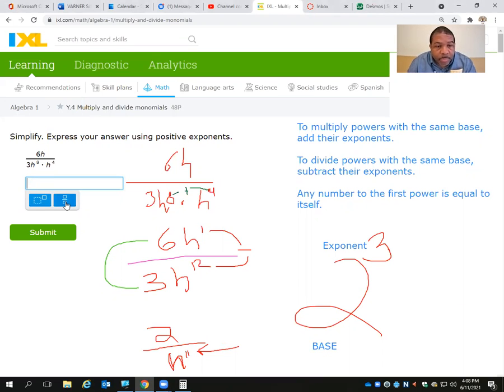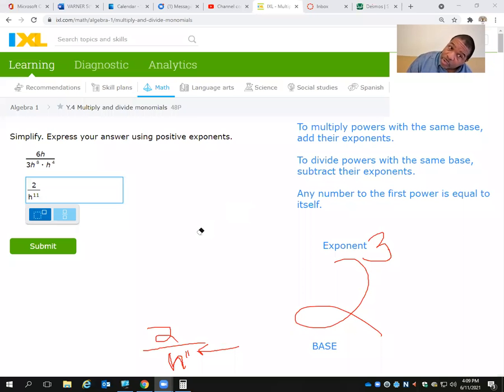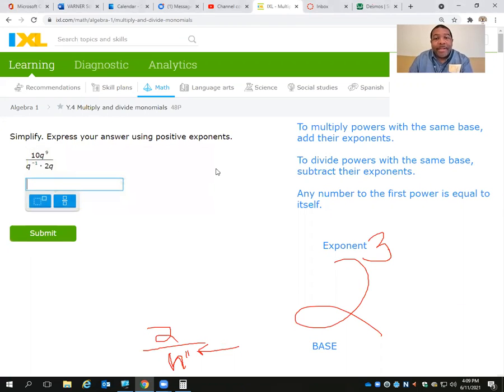Okay, so I'm going to put the fraction button first. I'm going to put a 2 on the top, and on the bottom, I'm going to do h to the 11th power. And let's see if I'm right, because whoo, tricky. So I might be wrong, and if I'm wrong, I'll explain why. Awesome. I did it. And so now that's how you handle Y4.